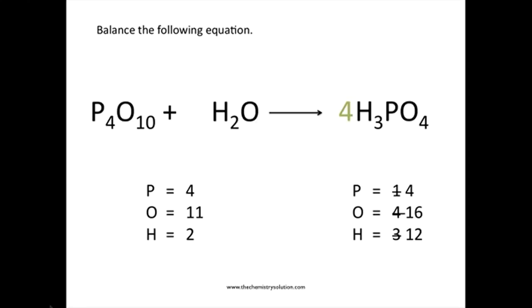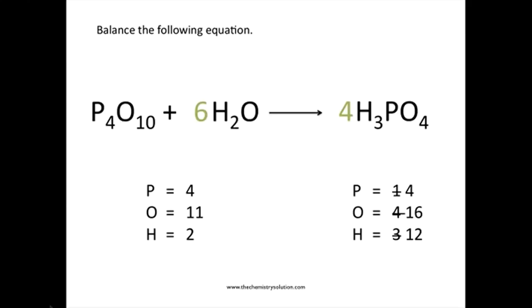Now that I've balanced the number of phosphorus atoms on the reactant and product side, I'm going to balance the number of hydrogen atoms next. So using the new number of atoms that I've calculated, I have 12 hydrogen atoms on my product side. In order to give me 12 hydrogen atoms on my reactant side, I know that I'm going to need to add 6 as a coefficient in front of H2O. So 6 times the subscript on H, which is 2, now gives me 12 hydrogen atoms on my reactant side.